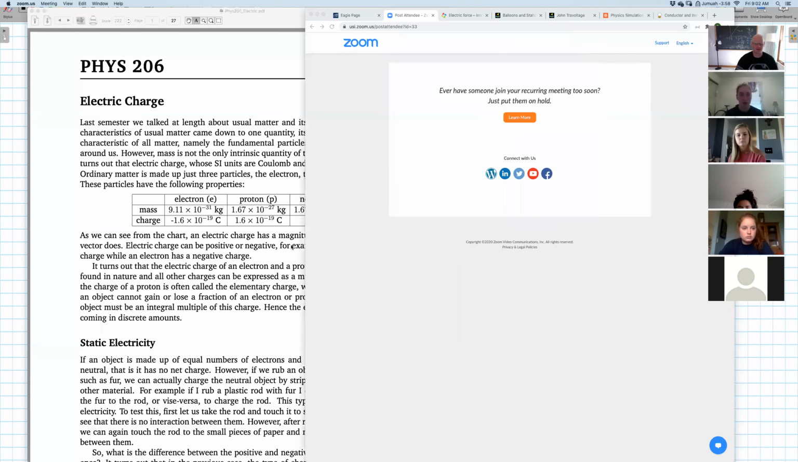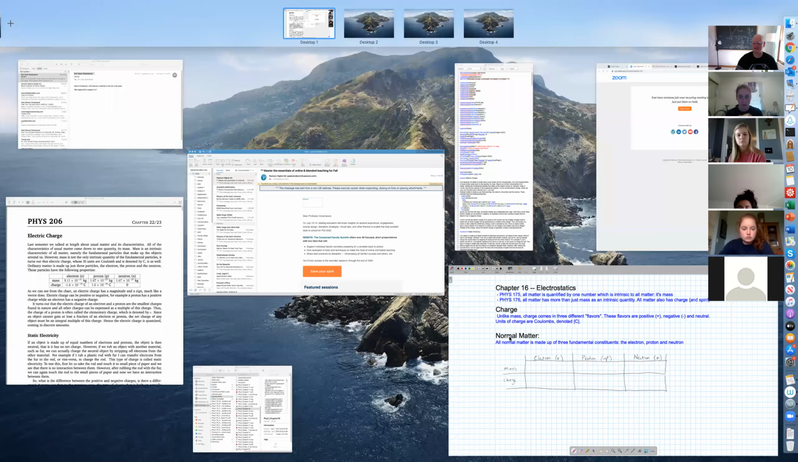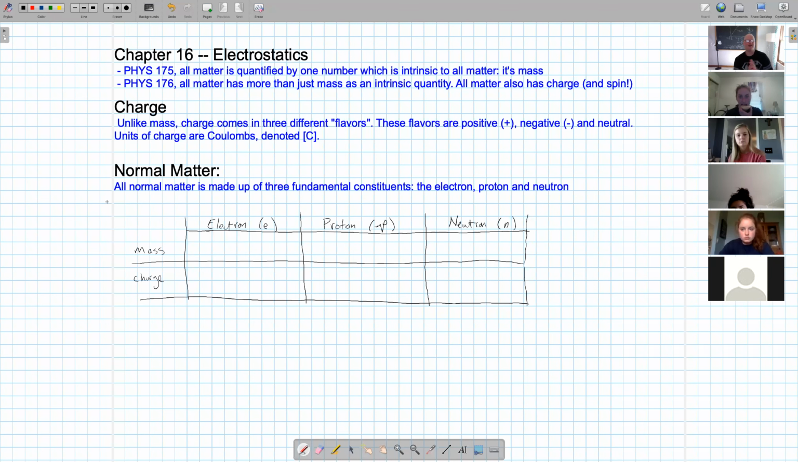Okay, so let me share my screen. Here's my screen. So today, again, we're starting chapter 16. Chapter 16 is all about electrostatics. What that means is we're going to have charges which are non-moving most of the time, and these are going to create what are known as constant or static electric fields. So let's talk more about this.